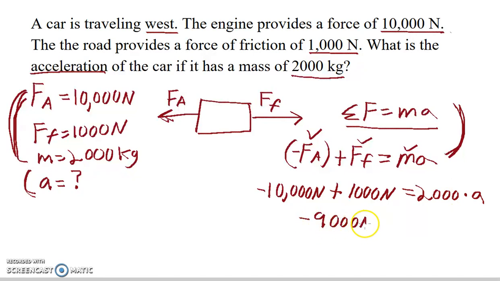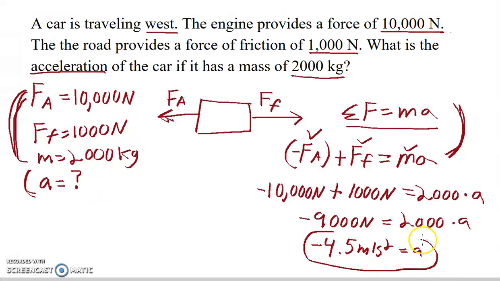So let's do the math. This is negative 9,000 newtons, equal to 2,000 times A. If you divide 9,000 by 2,000, it's negative 4.5 meters per second squared equal to A. And that's your answer. It looks like a lot is going on, but it's really the same idea with knowns, your unknown, and your equation. So make sure you have your notes, make sure you have your problem copied down, and that's it for now.